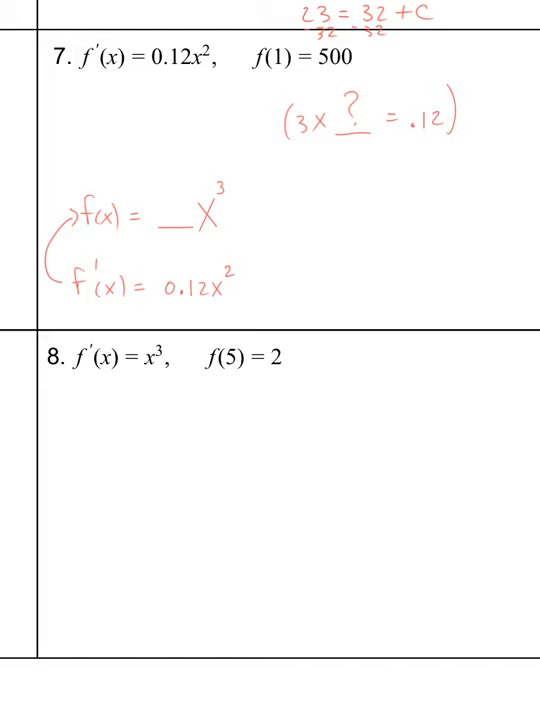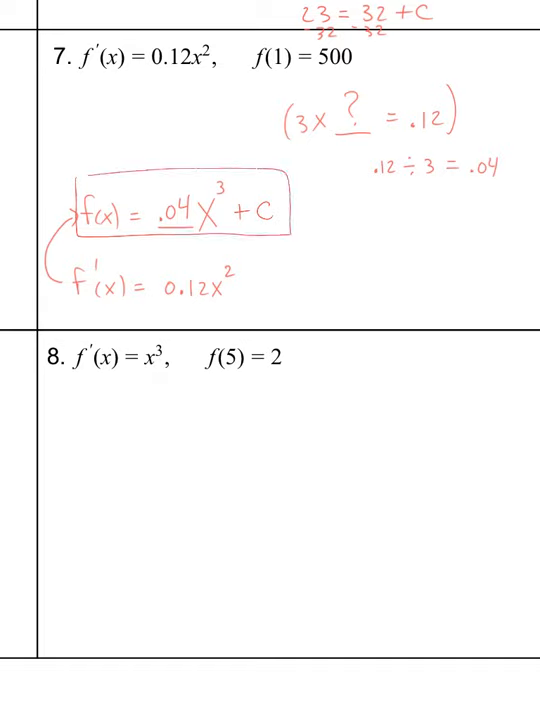And then you can go backwards. 0.12 divided by 3 equals 0.04. So my coefficient has to be 0.04. Now let's check it out. Does it work? Use the power rule to check. 3 times 0.04 gives me 0.12. 3 minus 1 gives me 2. So it checks out. Now on the end of every antiderivative, we put plus c. There is my general antiderivative.